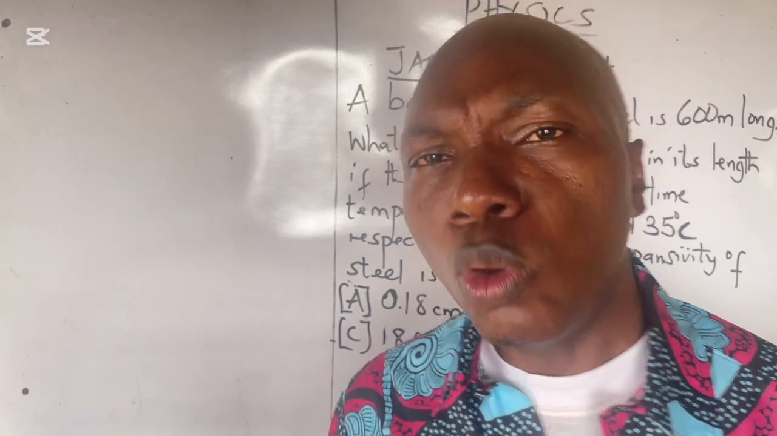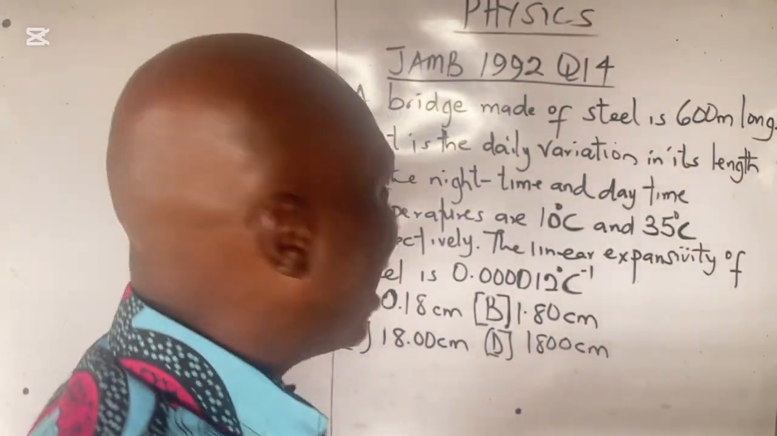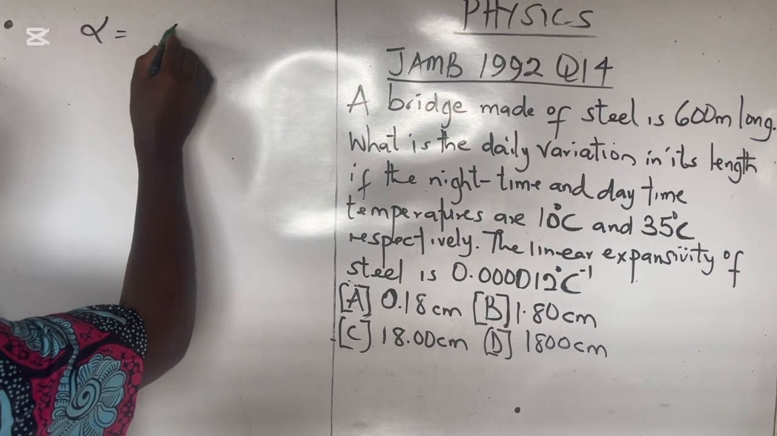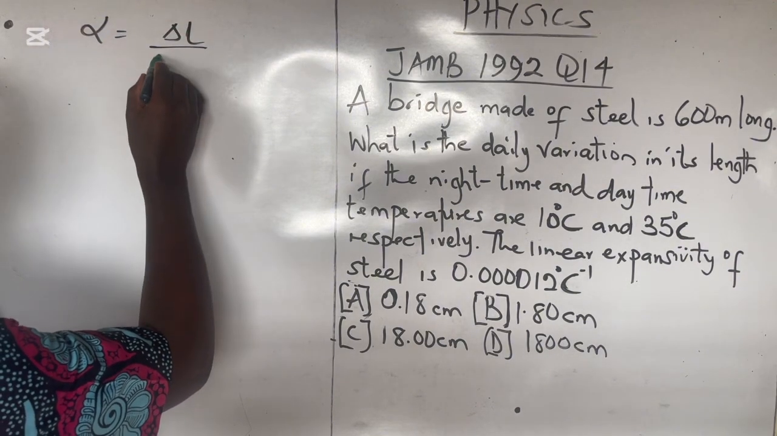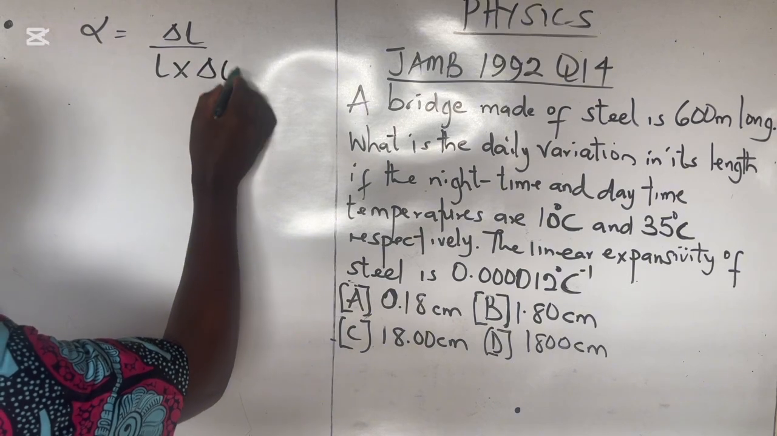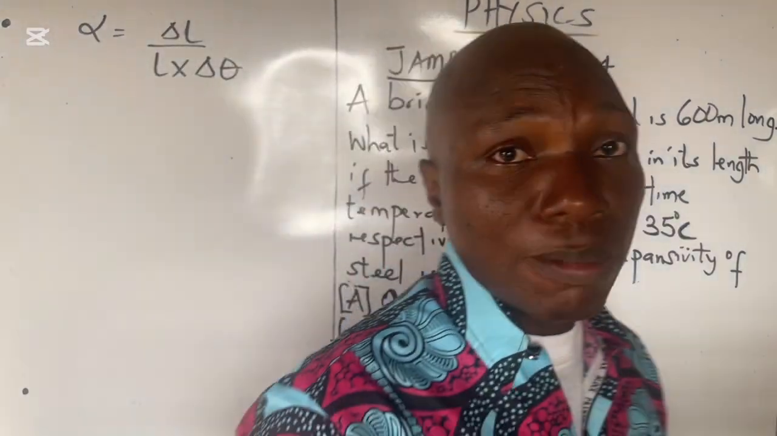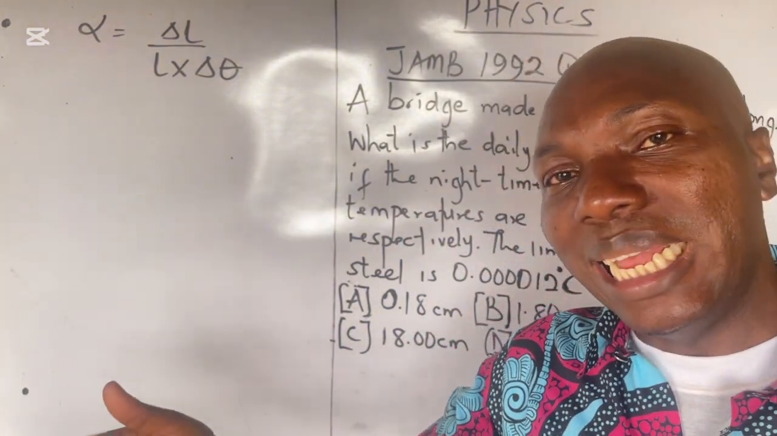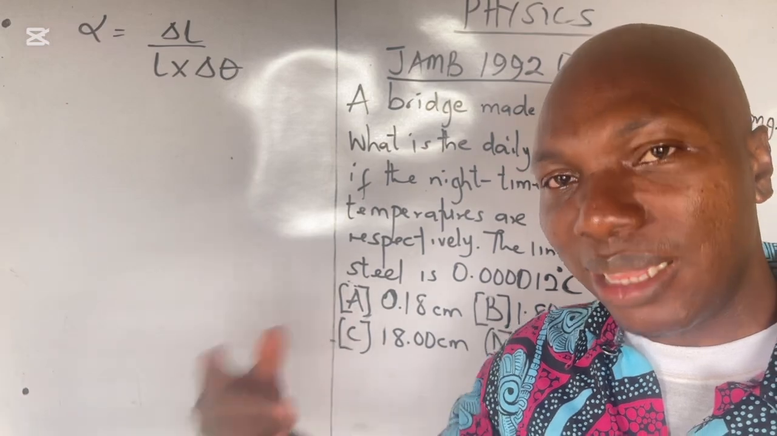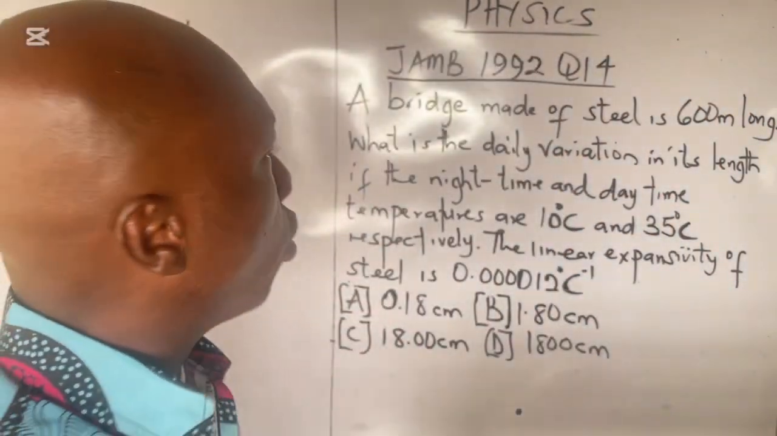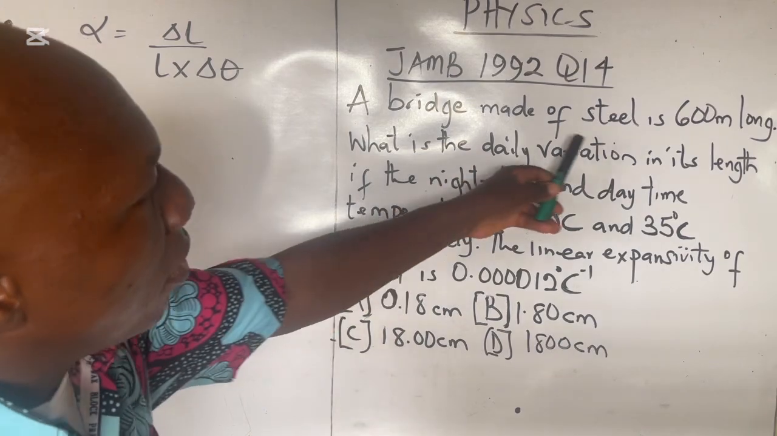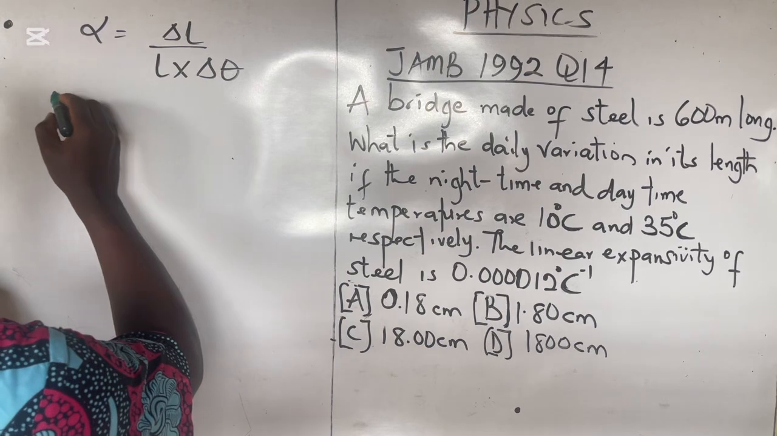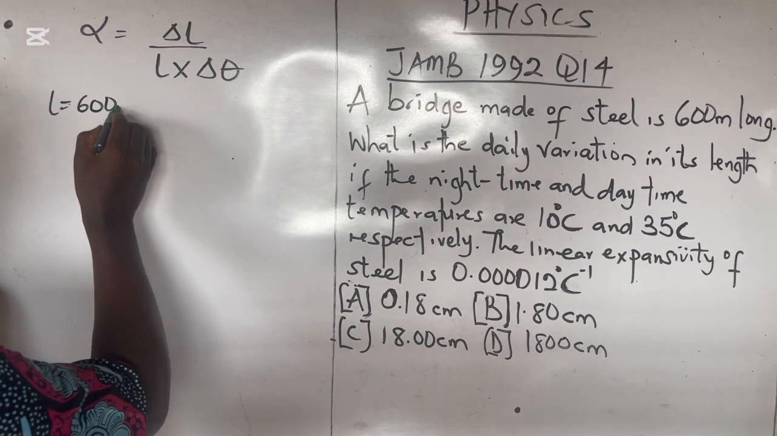the solution. Don't forget that the formula for linear expansivity is alpha equals change in length over original length times change in temperature. We define linear expansivity as increase in length per unit length per degree rise in temperature. And so look at the question. A bridge made of steel is 600 meters long. So the length is 600 meters.